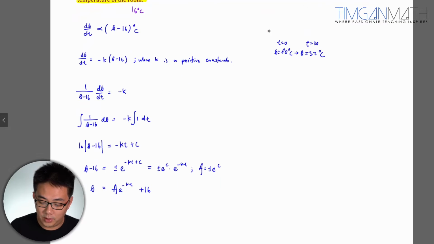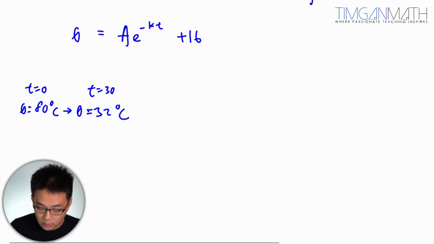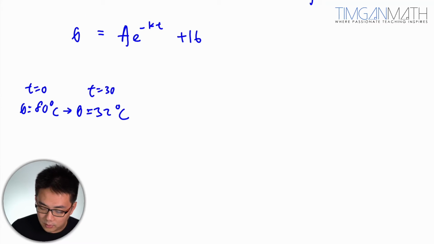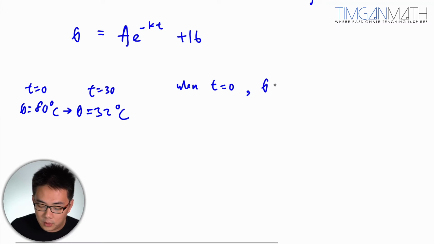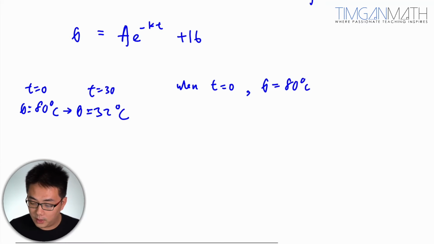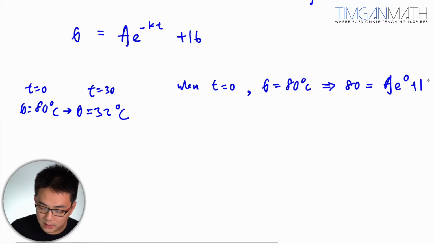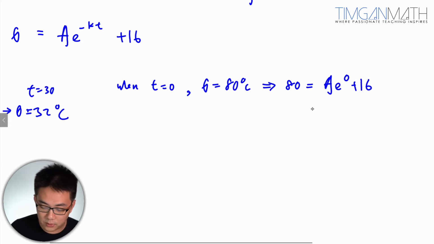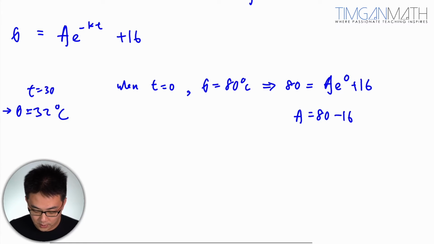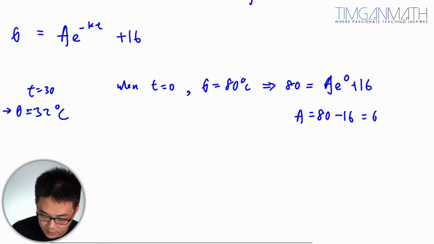Then after which I'm just going to bring in my boundary condition here. This boundary condition helps me a lot because when t equals 0, we know that the temperature was 80 degrees at the very start. Alright, so this is important because once you substitute this into this expression here, which is 80 equals A e to the 0 plus 16, you can actually solve for A straight away. So e to the 0 is 1, A will be 80 minus 16. Okay, so in this case, it will be 64 degrees.